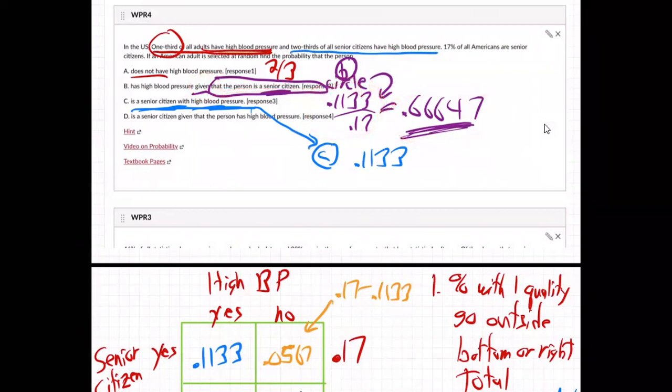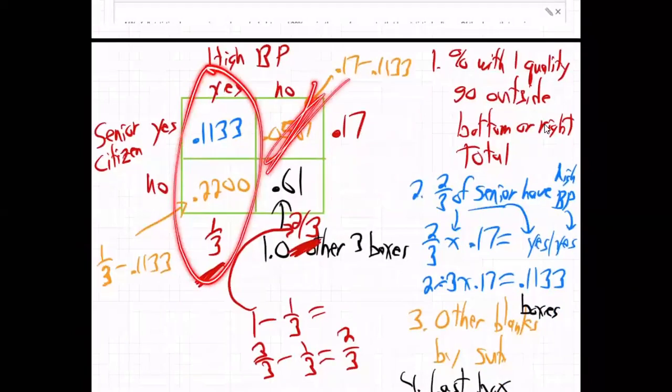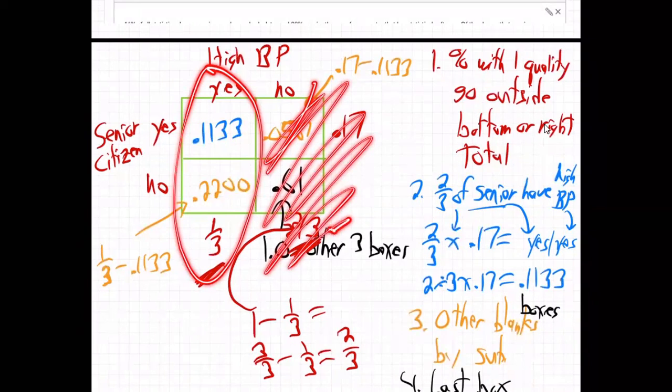All right, finally, it's a long question here. Is a senior citizen given... oh, it's another given. Given what? That the person has high blood pressure. So now I'm going to circle the high blood pressure section, this section. Forget about everything else. Yes, they have high blood pressure. That's what's given. That's what we circle. That's what we focus on. It's going to be this over 1/3.